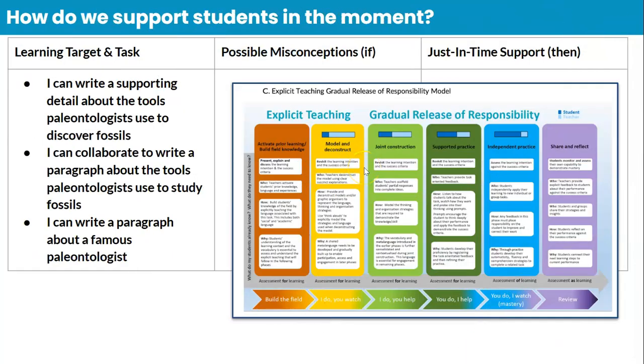When planning your supports for students this week, make sure to have a clear plan for your gradual release of responsibility over the series of the 3 lessons.